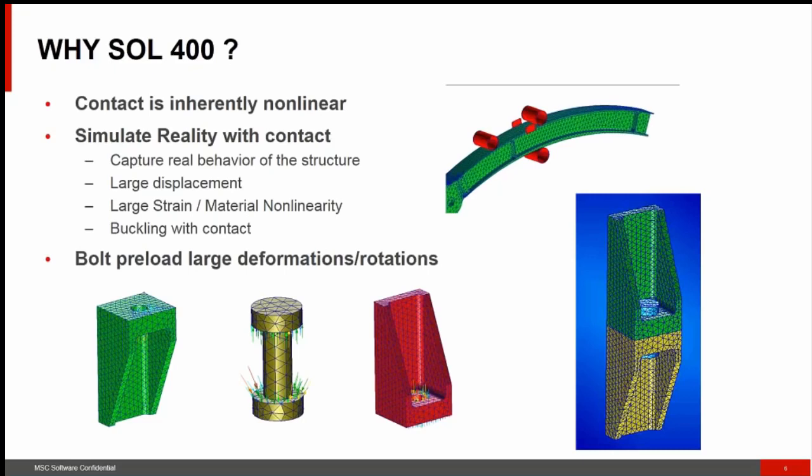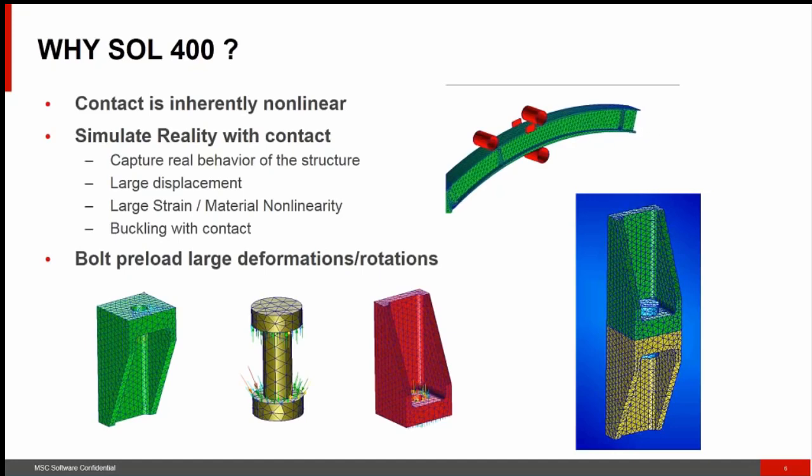In the first animation, you can see a track and a roller structure. You see how the displacements are very large, with large deformations. So this kind of analysis is not going to be very accurate if used in Solution 101. It's not going to capture the real behavior.